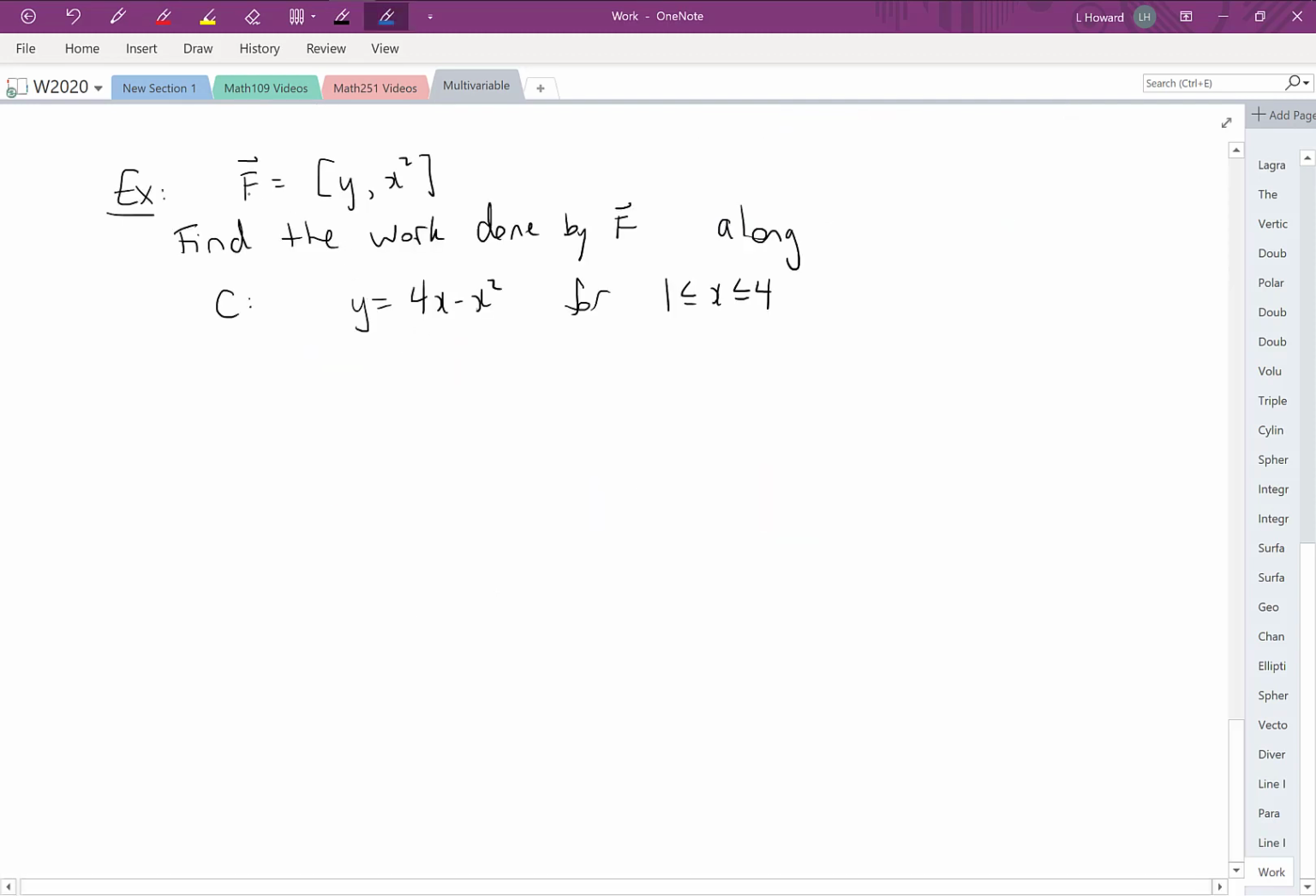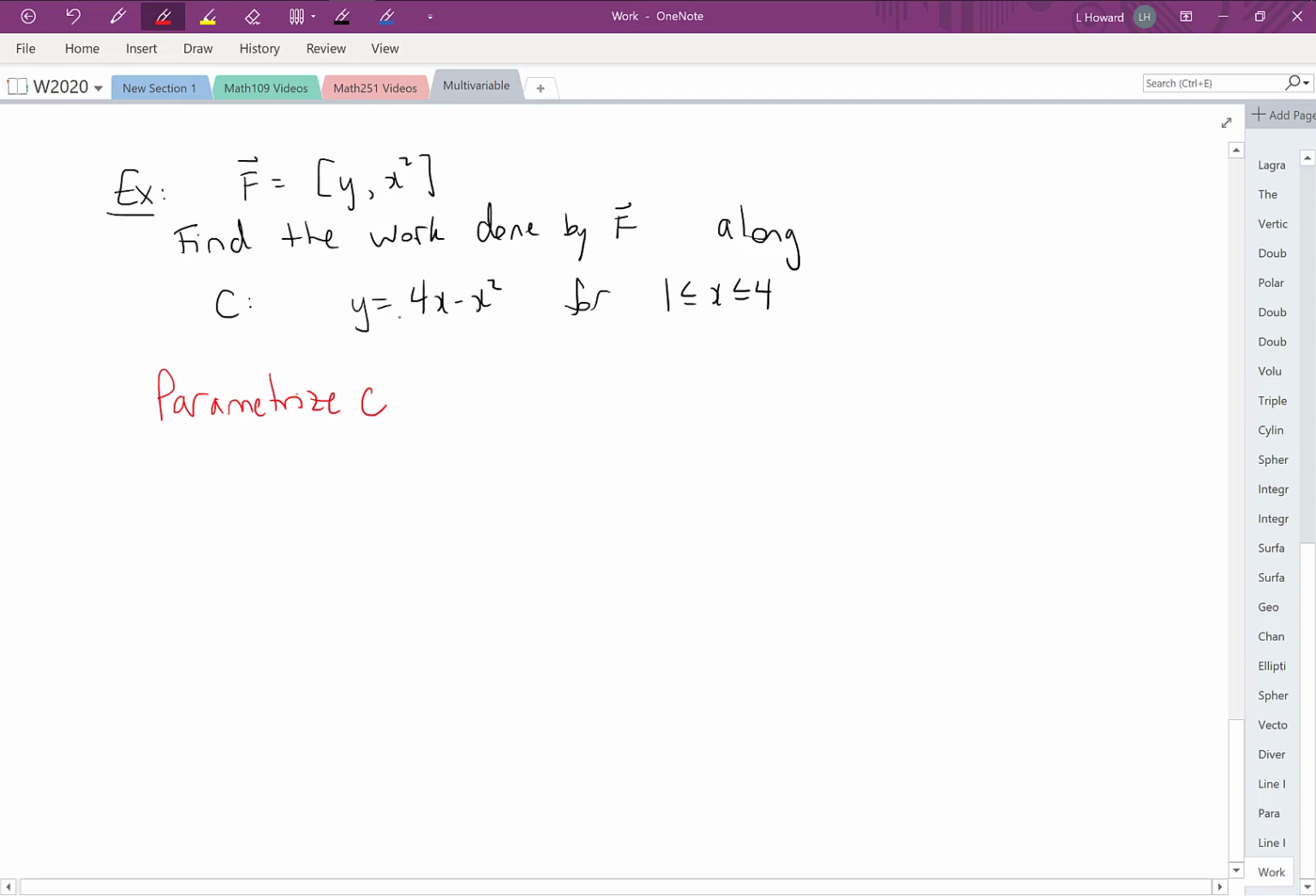So let's say we're given a vector field. In this context, it would be a force field if we're going to find the work done by F. And specifically, it looks like yx squared. So that's what tells us what our force looks like at any point in the xy plane. Based on that, we're going to find the work done by our force field along a certain curve. So we've got a description of what curve we're looking at in 2D. So it's a parabola, and we're just looking at a certain section of that parabola. So first step in the problem would be to parameterize C.